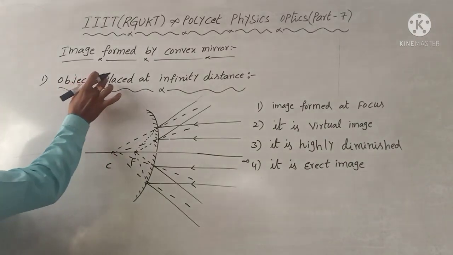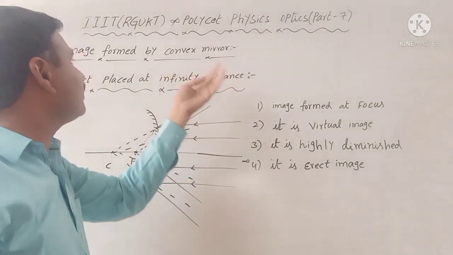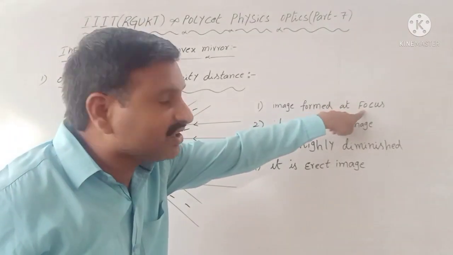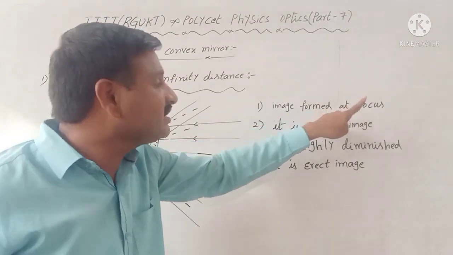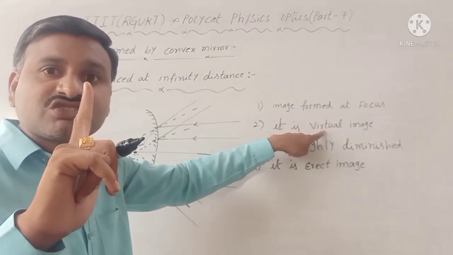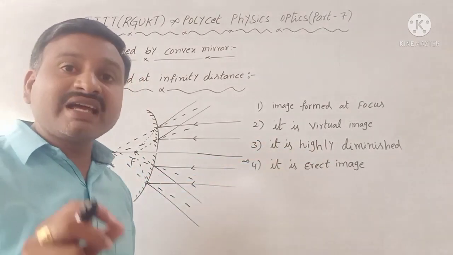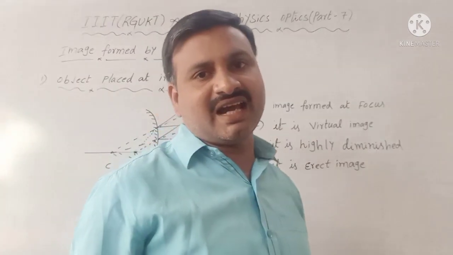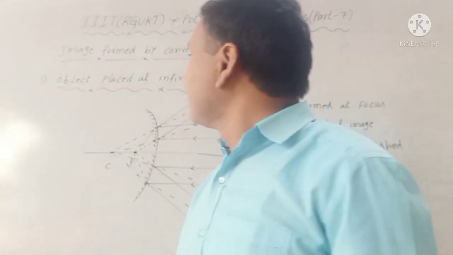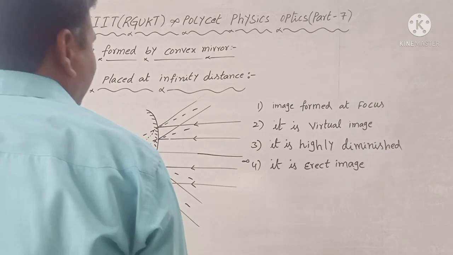So when the object is placed at infinity, either convex or concave, where is the image formed? At the focus. Which type of image is it? Virtual. Virtual means erect, and it looks like a highly diminished image. Now we go to the second one.